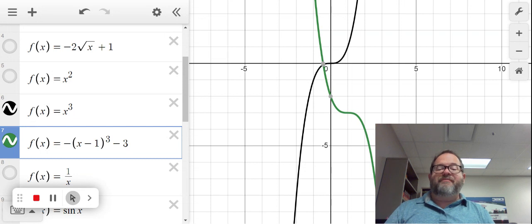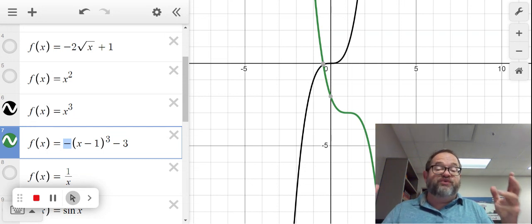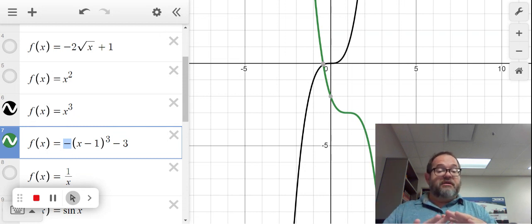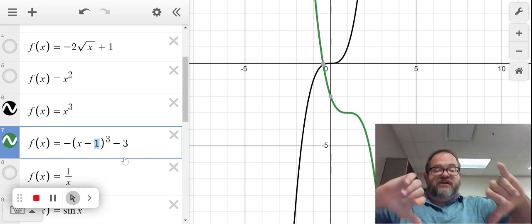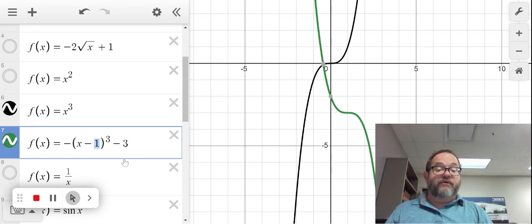Okay, what happened here? I have multiplied by negative 1 outside of the parent function. The parent function is whatever cubed. The green function here shows I have flipped it. The minus 1 shows I've shifted it horizontally. And the minus 3 shows I shifted it vertically, and it shifted down.